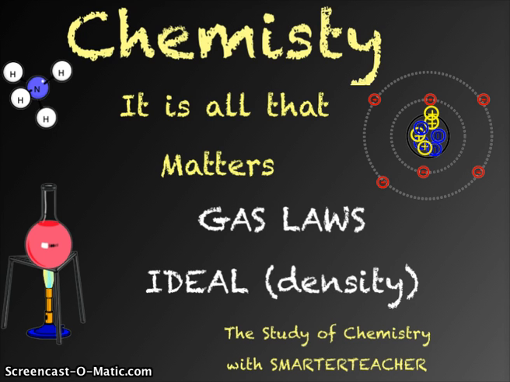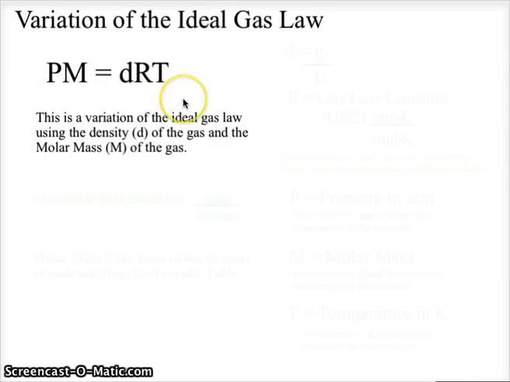We will continue our study of the gas laws, and this time we're going to look at a variation of the ideal gas law using density and molar mass as opposed to moles and volume as we saw in the first video on the ideal gas law. So let's begin by looking at the values in the ideal gas law for density. The equation is PM equals dRT.